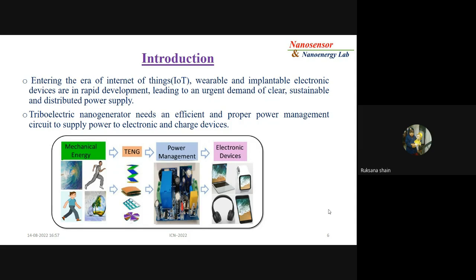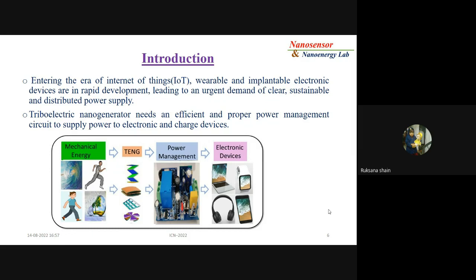This can solve some energy and environmental problems by replacing batteries with self-powered electronic devices and generating sustainable power. But here one problem occurs: a triboelectric nanogenerator generates high voltage, high impedance, and low current output. Due to the low operating voltage and impedance of electronic devices, they cannot directly match the high voltage and impedance of the triboelectric nanogenerator. So it is not possible to directly use a triboelectric nanogenerator as a power source for electronic devices. As a result, a triboelectric nanogenerator needs an efficient and proper power management circuit to supply power to electronic and charging devices.